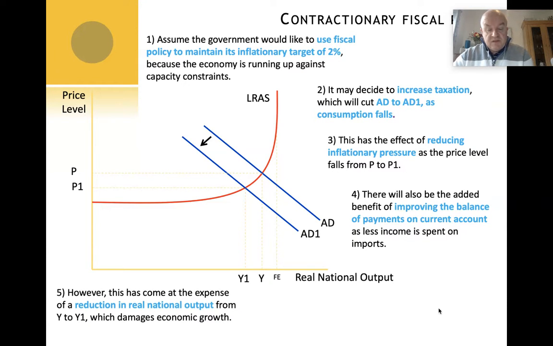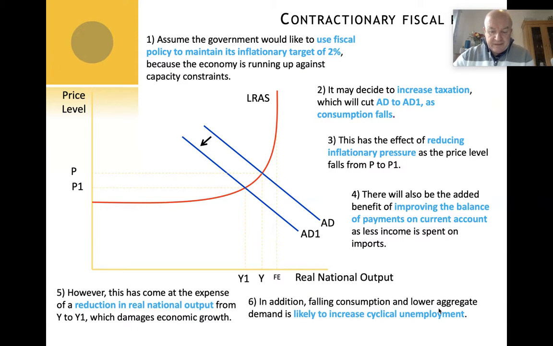But the danger is that if we actually allow that to happen and let that go for too long, then if we get a reduction in the real national output, that could potentially damage economic growth. And clearly, if economic growth starts to falter, then businesses might choose to not employ quite so many people because they can't see the demand that they need to sustain their business. And clearly, in that scenario, that could then lead to increased cyclical unemployment caused by that falling consumption and lower aggregate demand.